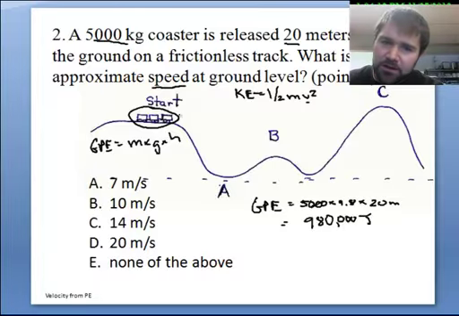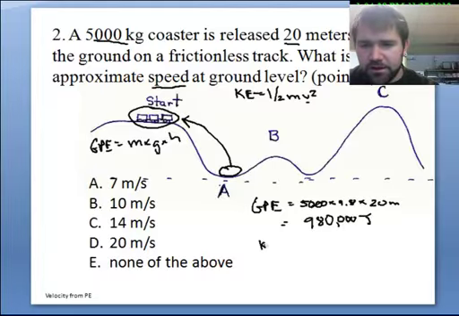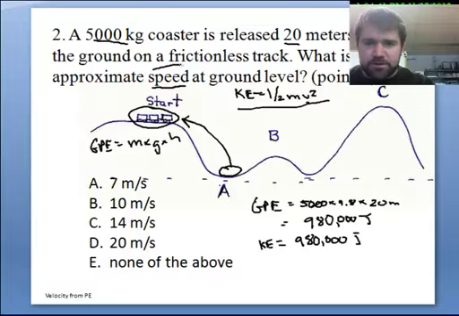And again, if I'm not losing energy to heat, energy that radiates off into space, then the energy at the bottom, at ground level, must be the same as it was at the top, which means that at the bottom I have no gravitational potential energy. At the bottom, it would all be kinetic energy, and my kinetic energy would equal 980,000 joules. Well, now I can come back to this equation, and I can calculate my velocity, which is the speed they asked for in the first place.